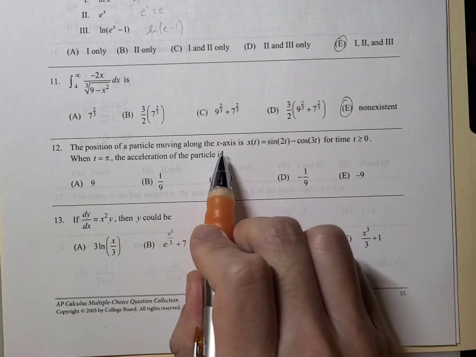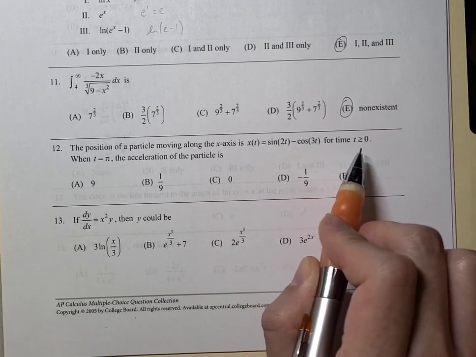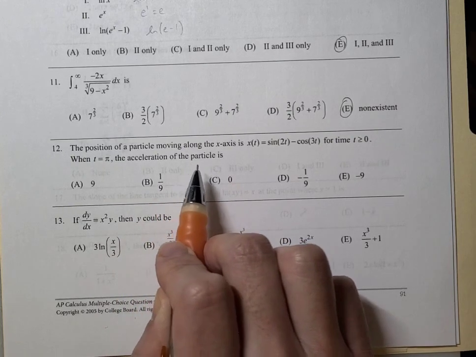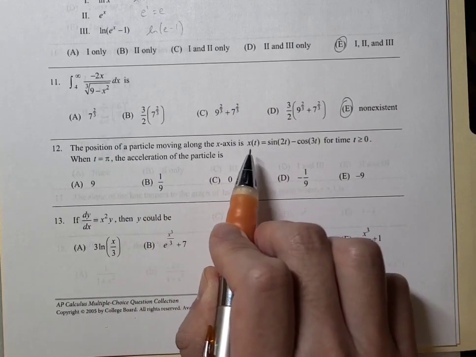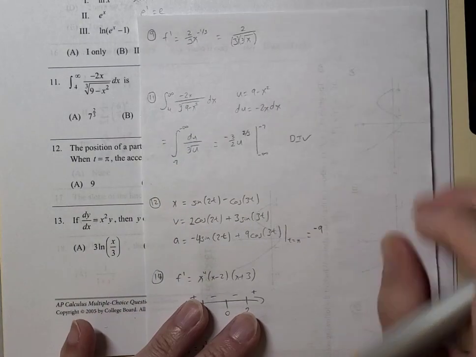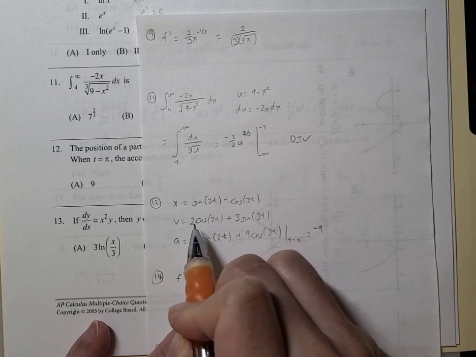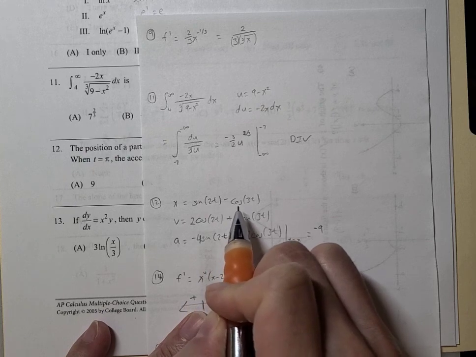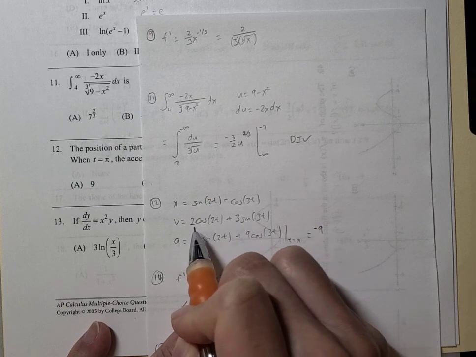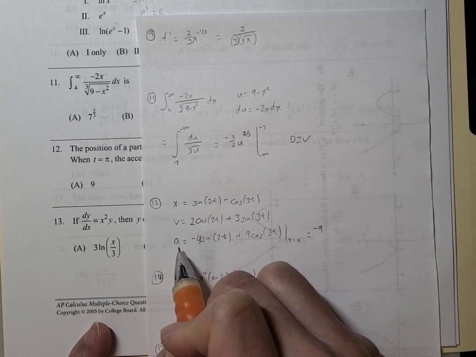Position of a particle moving along the x-axis is x of t equals sine 2t minus cosine 3t for time t greater than or equal to 0. When t is pi, the acceleration of the particle is, so we want to get acceleration, which is the second derivative of x. So we want x double prime. If this is x, velocity is x prime, so we differentiate this. That's 2 cosine 2t. Derivative of cosine is negative sine, so it becomes plus 3 sine 3t. This 3 and 2 came from the chain rule.